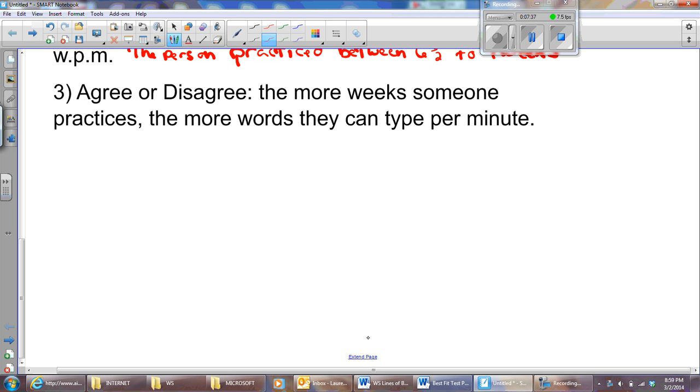Andrew, Gotham, you need to listen to this. Dylan, pay attention, buddy. The more weeks someone practices, the more words they can type per minute. Your personal opinion on the matter is not relevant. It's what the data says.